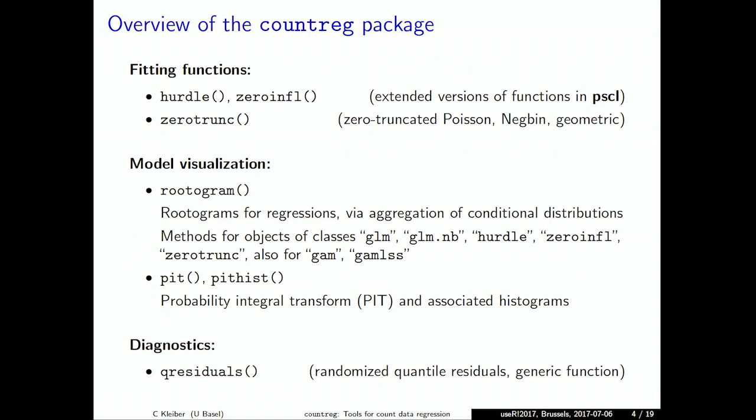There are also some alternatives which I'll briefly show in some areas. These PIT histograms may be more familiar, where the PIT stands for probability integral transform, so you compare things against a uniform distribution on the unit interval. And we also offer a new implementation of randomized quantile residuals. There were earlier implementations, but these were not generic. And we also offer some extra flavors.